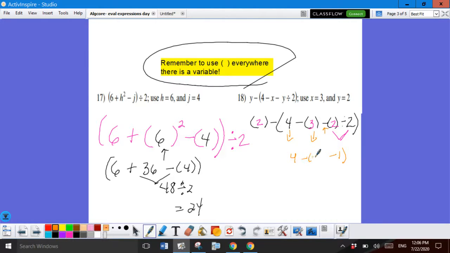So 4 minus 3. Okay, so now I'm just adding and subtracting. So 4 minus 3 is 1. 1 minus 1 is 0. So now I have 2 minus 0, which is going to give me 2. So if you came up with 24 and 2, you are a rock star.